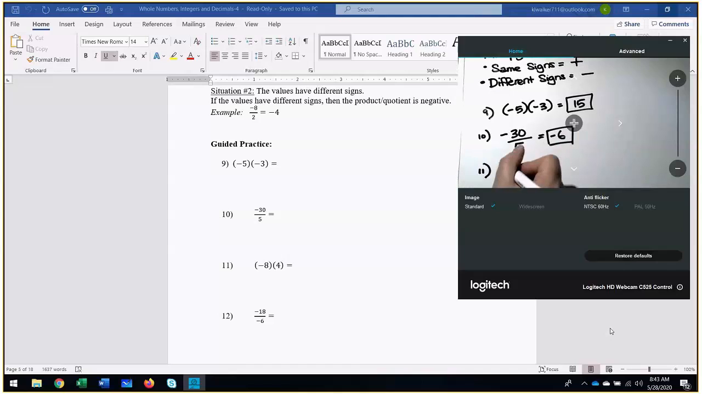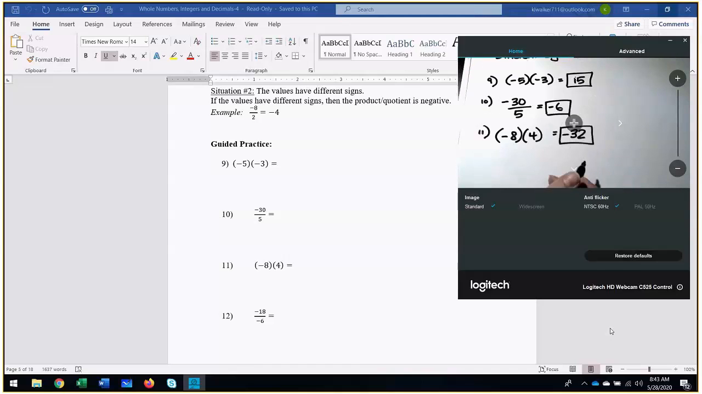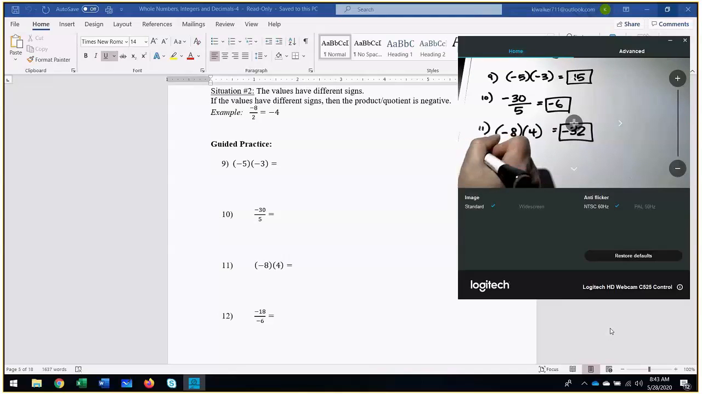Number 11 is multiplication again. 8 times 4 is 32. And different signs means negative. And then for number 12, they're writing it in fraction form, but they want you to divide -18 divided by -6. Same signs is positive, so this is going to be +3.